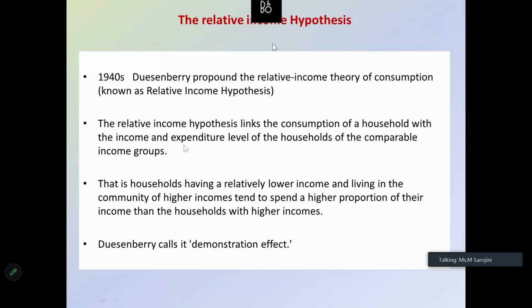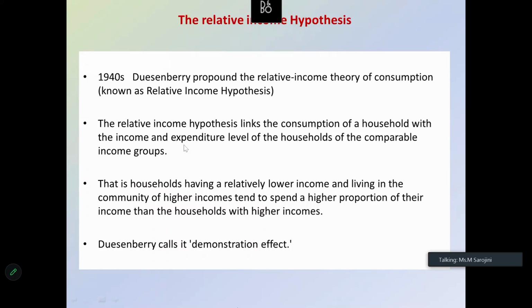And the second theory of the consumption function is the relative income hypothesis. This relative income hypothesis was explained by Duesenberry in the 1940s. This relative income hypothesis explains the consumption of a household with the income and expenditure level of households of comparable income groups. This is the beauty of this theory, right?